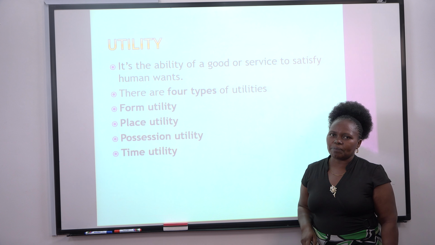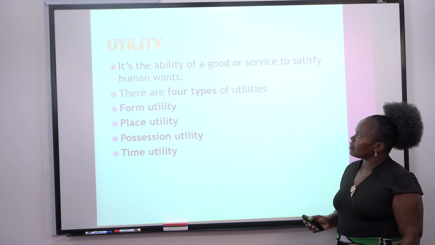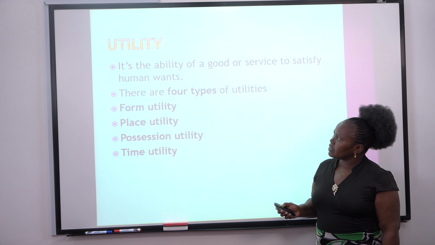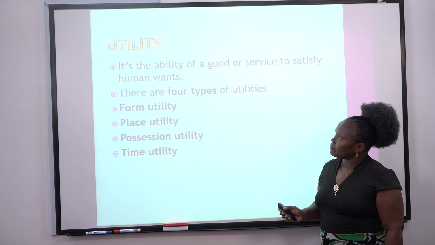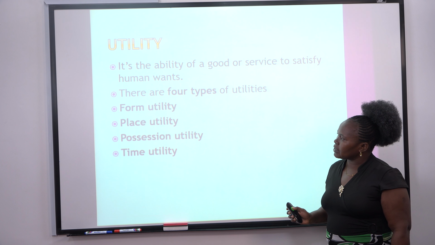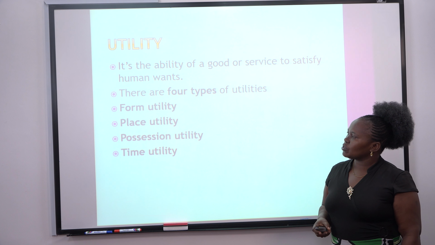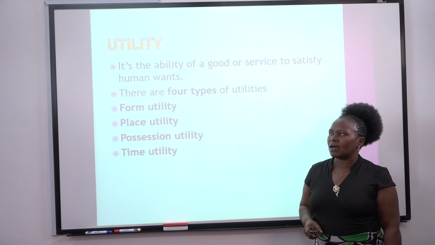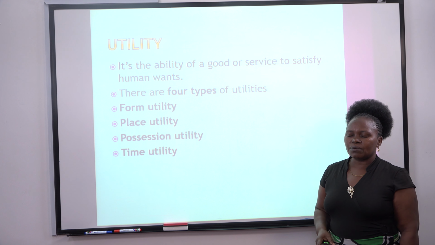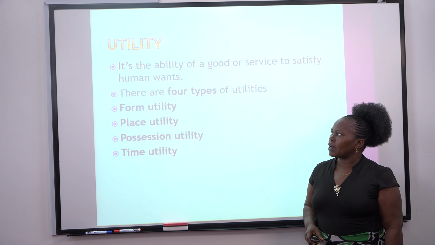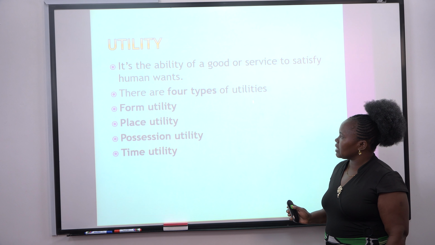What is utility? The first thing I want us to look at is to define utility. Utility refers to the ability of a good or service to satisfy human wants. For a good to be able to satisfy human want, it must have utility. And utility is the ability of the good to satisfy human want. Basically, we have 4 types of utilities.